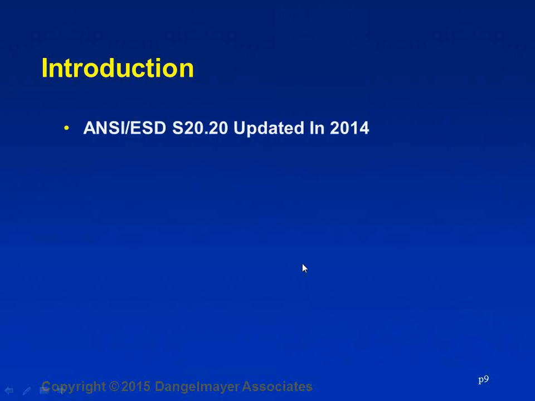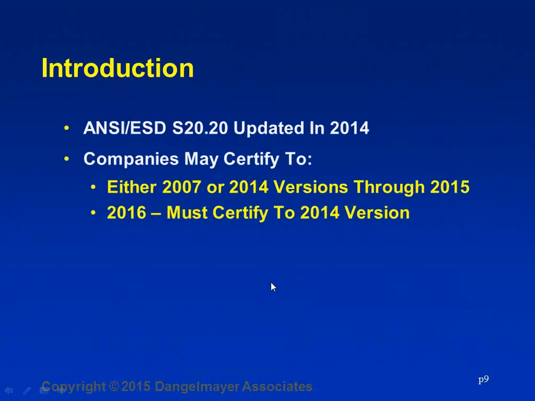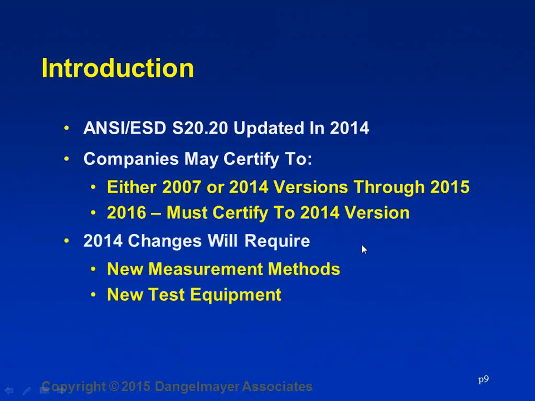As I said a minute ago, S20.20 was updated in 2014. Going forward, companies at this moment in time can be certified to either the 2007 version or the 2014 version through the end of this year. Starting in 2016, you'll be obligated to be certified to 2014. The changes for 2014 will have some new measurement requirements, measurement methods, which will also mean some new test equipment and learning the new procedures, which we'll summarize for you today.